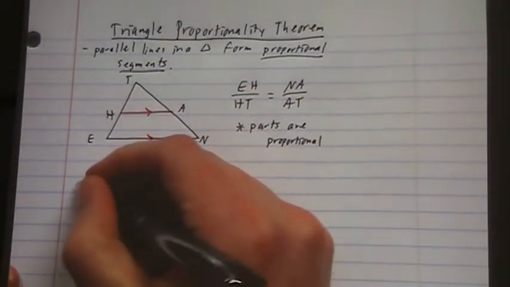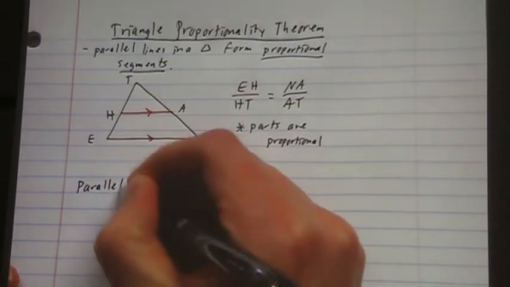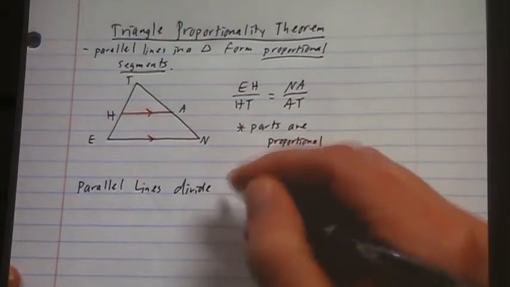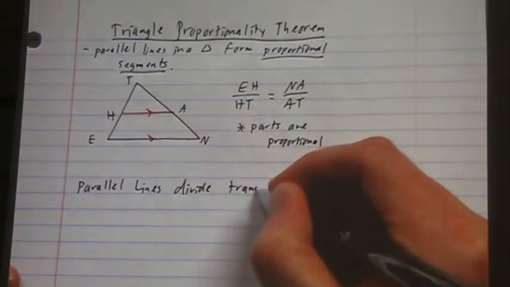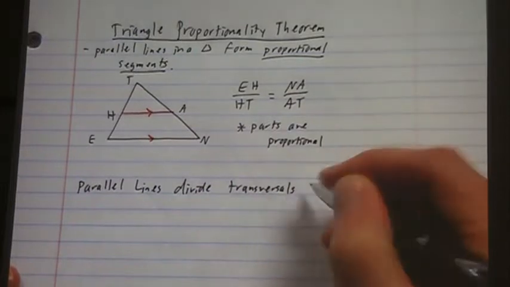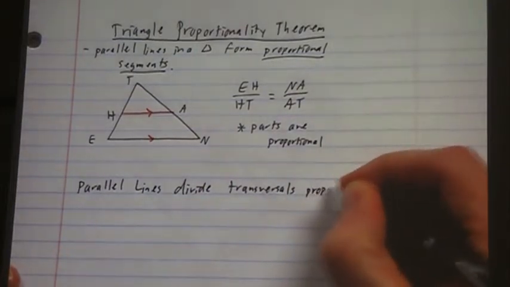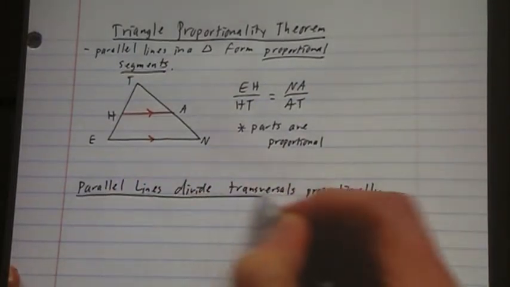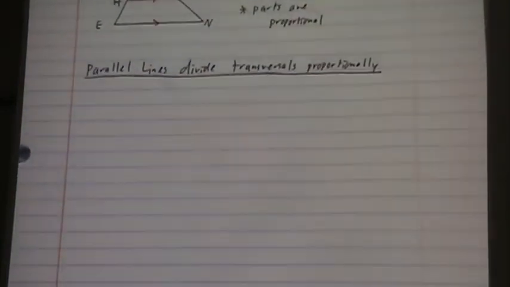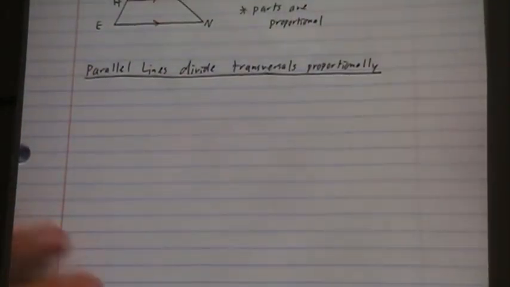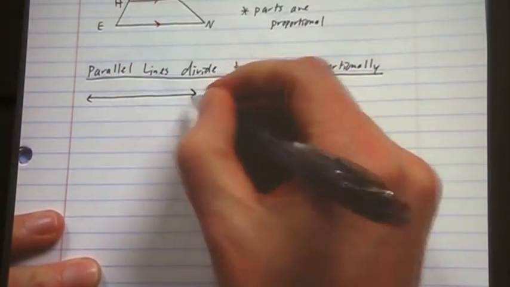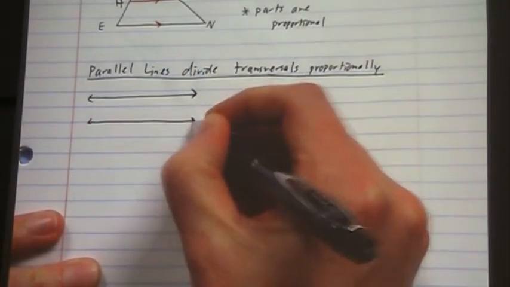Next piece is parallel lines divide transversals proportionally. Okay. Parallel lines divide transversals proportionally. So, if we got like 1, 2, 3.